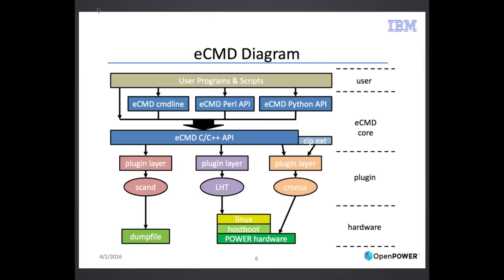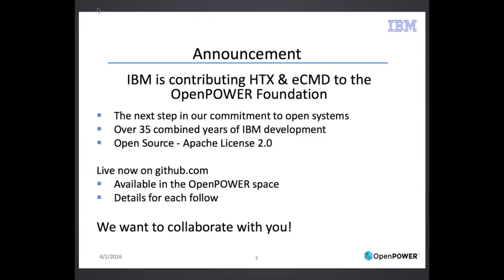So we've covered our test tools and our bring up and characterization tools, which form the core of a lot of what we do. And so today what we're here to announce is that we're open sourcing both of these tools. IBM's opened up the hardware, we've opened up the firmware stack, and now we're opening up the tools on top of that that you can use to debug and bring up those things. It's over 35 years of combined IBM development experience in these tools. It's live now on GitHub. It's Apache 2.0 license. And the main reason we're doing this is we want to collaborate with everyone.